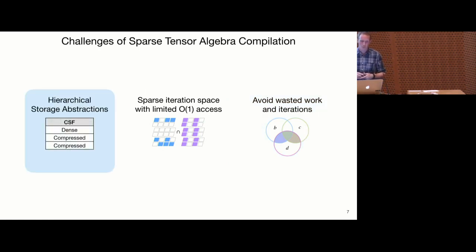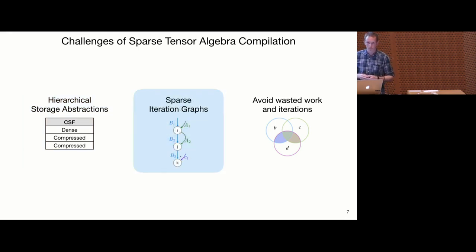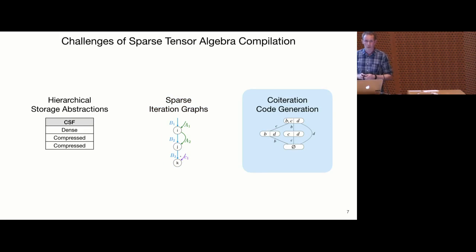So for the first, we came up with an idea that we call hierarchical storage abstraction, and I'll talk about that in the first part of the talk. And for the second, we came up with a new intermediate representation we call sparse iteration graphs that characterizes this sparse iteration space. And then for the final one, we have another intermediate representation we call a coiteration merge lattice. So these merge lattices can be used to generate code that iterates over intersections and unions and any combination of intersections and unions of these hierarchical irregular data structures.